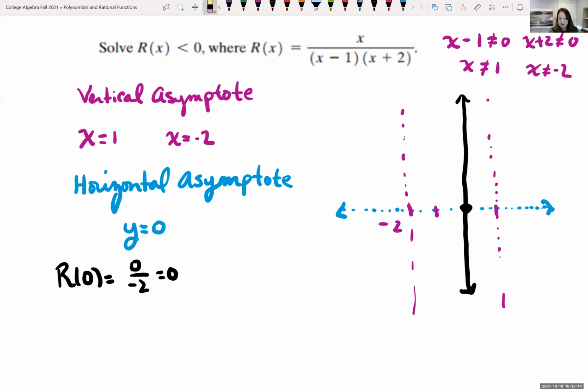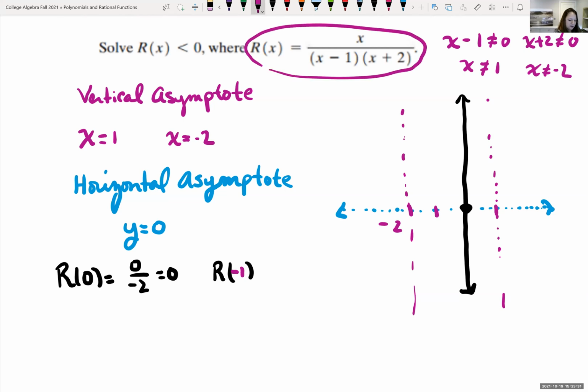Now let's see, is it going to fall above or below the x-axis when x is between negative 2 and 0? Just choose some value. Let's say we choose negative 1. If we plug in negative 1 wherever we see an x in R of x, we would get back negative 1 all over negative 1 minus 1, so that's negative 2, all times negative 1 plus 2, which is 1. So this gives me back positive 1/2. So when x equals negative 1, I'm above the x-axis.